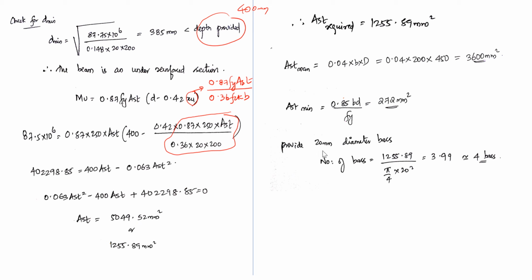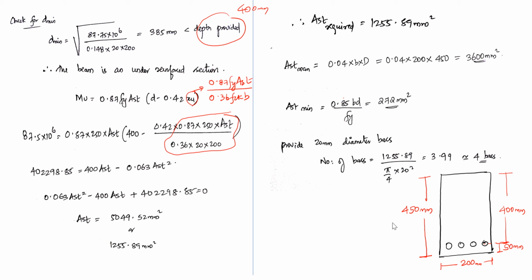So I am assuming 20 mm diameter bars. So the number of bars required is equal to total area divided by area of one bar. I'll get it as 3.99, and I'll round it off to 4 bars. So if I am sketching the design diagram, I'll get it like this. The overall depth is 450 mm, width 200 mm, effective depth 400, and effective cover 50 mm. And I'll be providing 4 numbers of 20 mm diameter bars as the tension reinforcement.